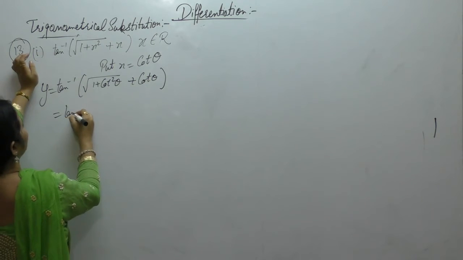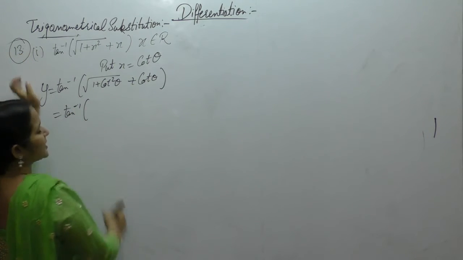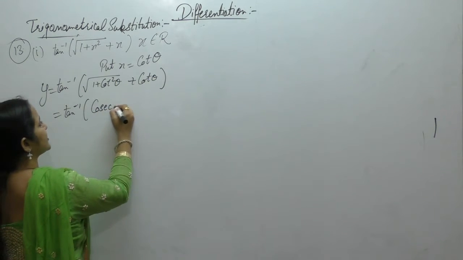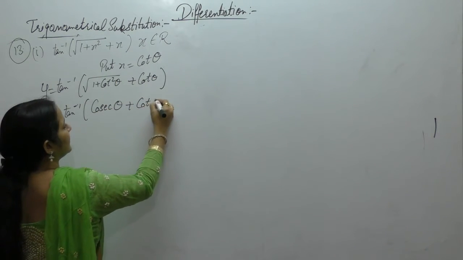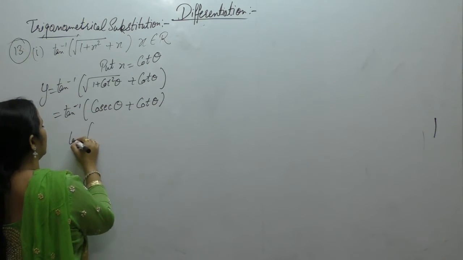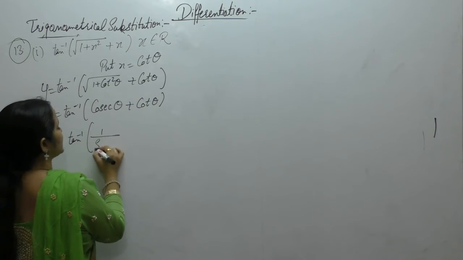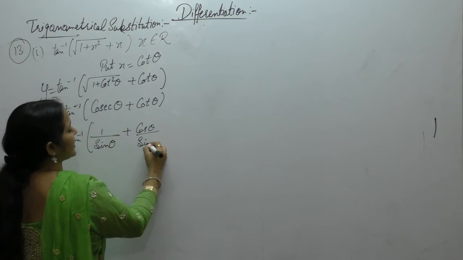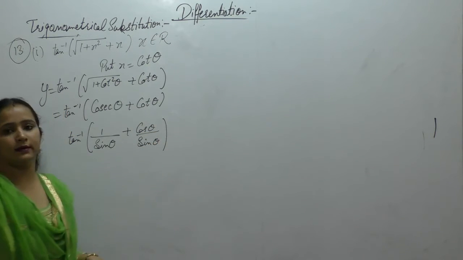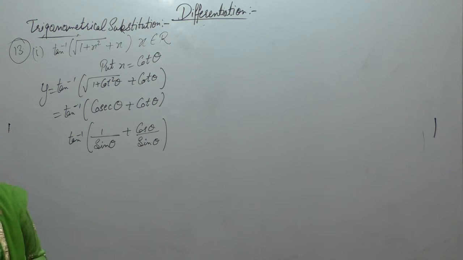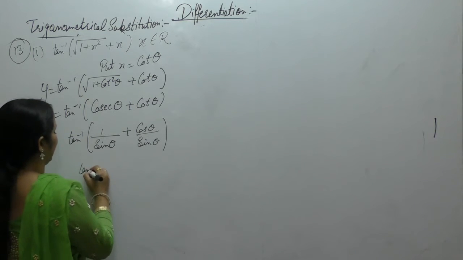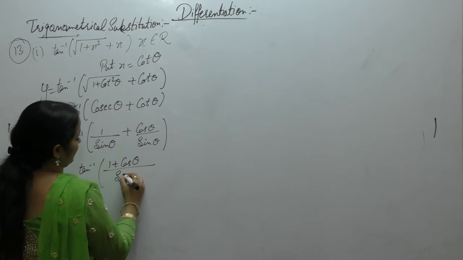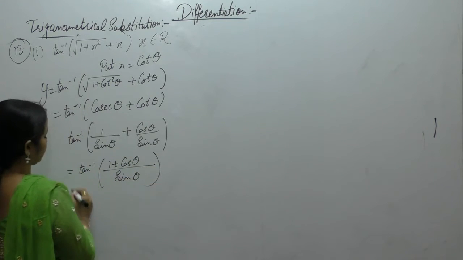So we get tan inverse, 1 plus cot square is cosec square, and the square root of that gives cosec theta plus cot theta. We can write cosec as 1 upon sine and cot as cos upon sine. Clear? Now take the LCM in the next step. Tan inverse of 1 plus cos theta upon sine theta.